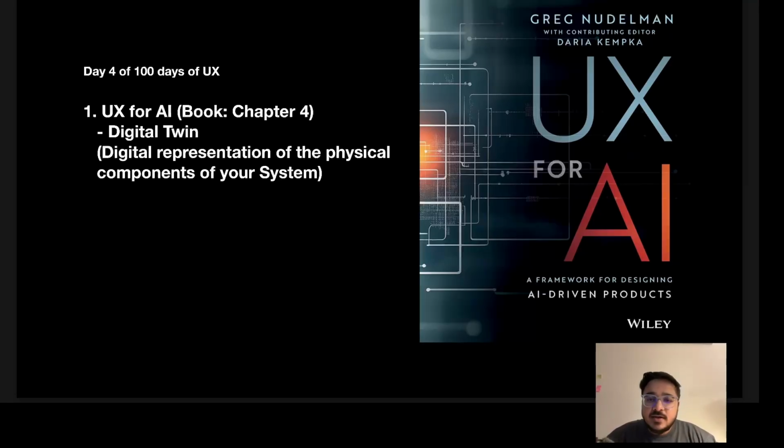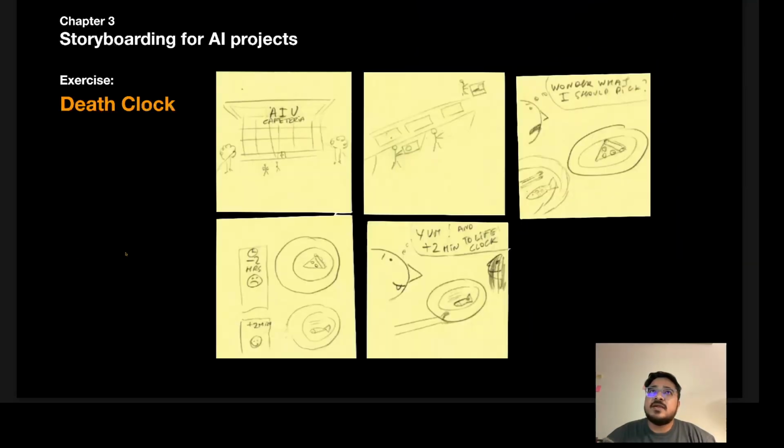But before that, yesterday we saw one exercise, right? The death clock exercise, where we had to sketch a storyboard. So I will show you my process, how I did it, and if you have also done it, please share in the comments how you went about solving this problem. Okay, so I will start with my approach.